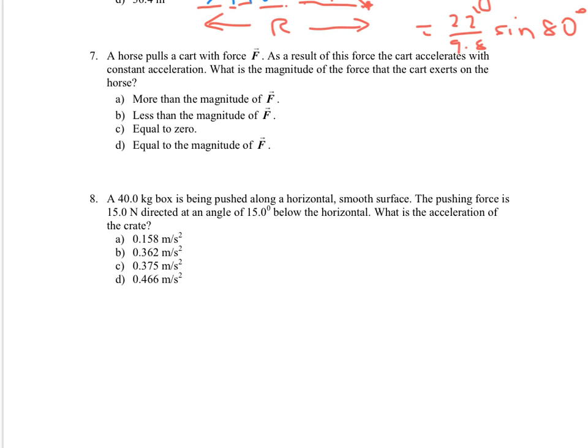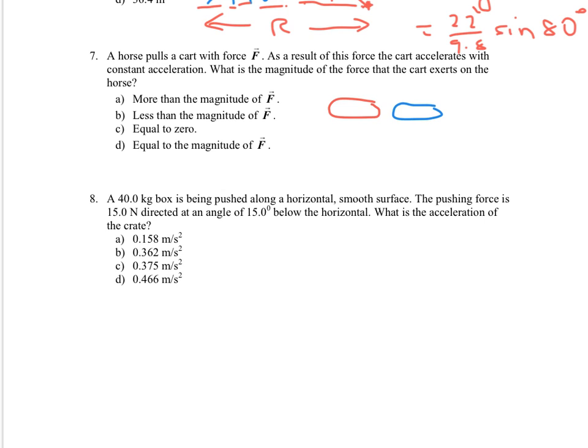A horse pulls a cart with a force F. As a result of this force, the cart accelerates with constant acceleration. What is the magnitude of the force the cart exerts on the horse? So there are two bodies here. This is the cart, and this is the horse. They both look like potatoes to me.